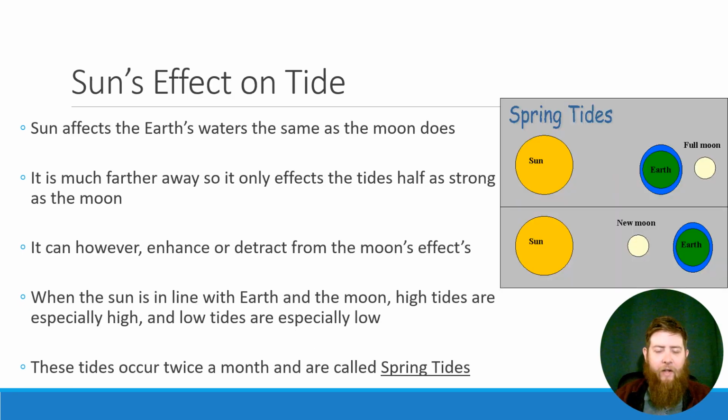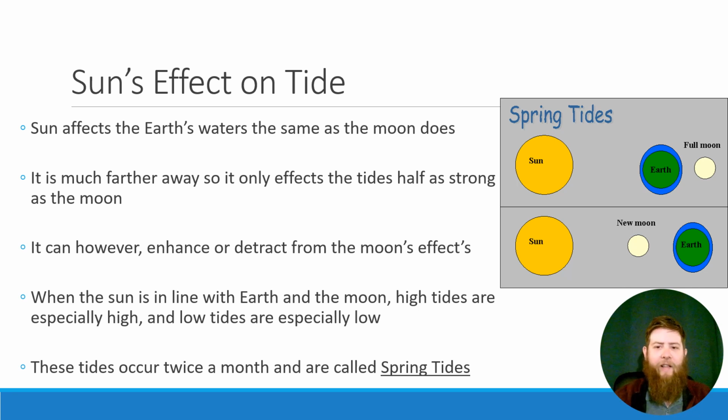The sun itself has a lot of effect. It has a lot of gravity because it's a lot bigger, but it's a lot farther away. So the sun only affects the gravity of the tides on Earth by about half as much as the moon. But it can enhance or detract from the moon's effect, making the tides either a greater difference, like higher high tides and lower low tides, or less high and less low.